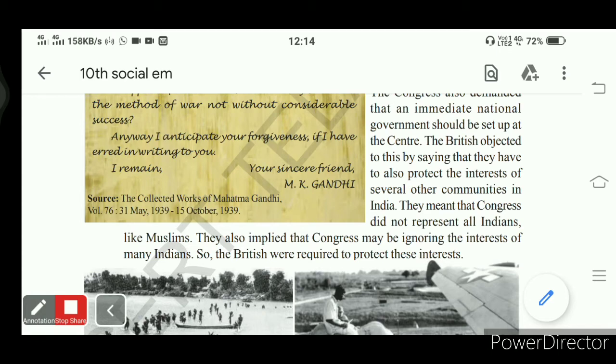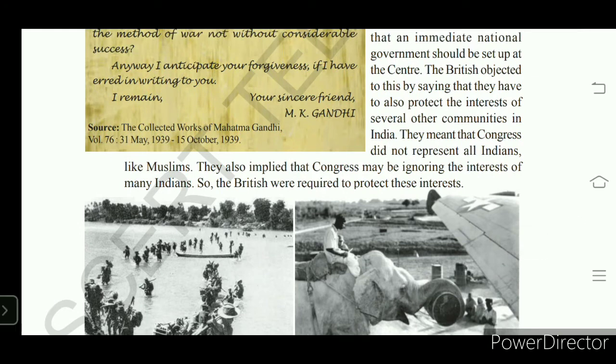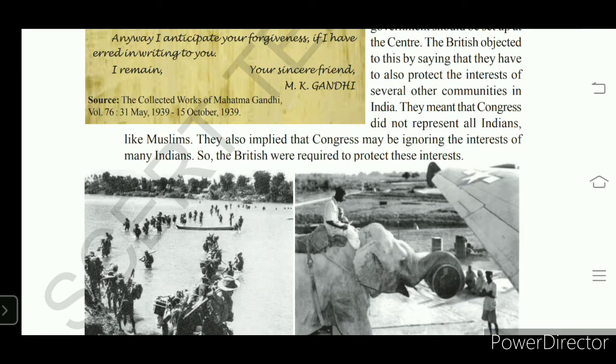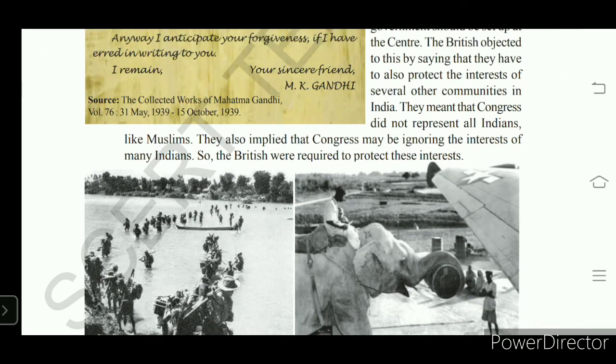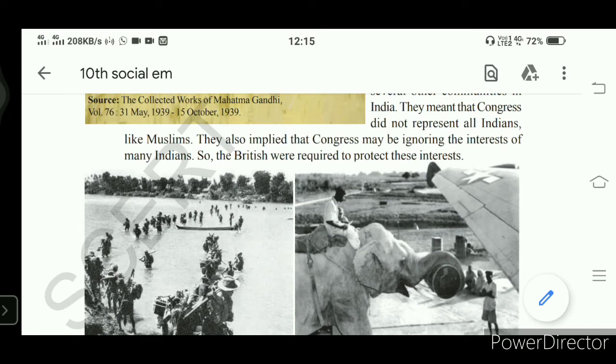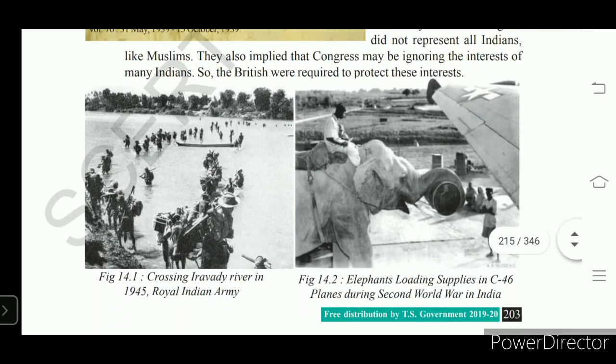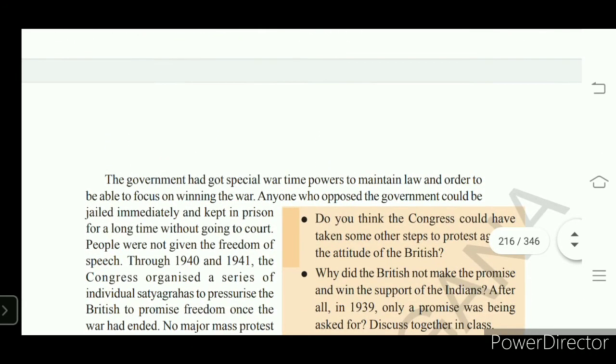Understand? So at this time, we see that Britishers started putting many questions on the Congress, that it's not representing the Muslims and some other people. It represents only Hindus, whereas the Congress says that it is representing all of India. So here Britishers succeeded in dividing the Indians into Hindus and Muslims, and they went for giving support to the Muslim League.